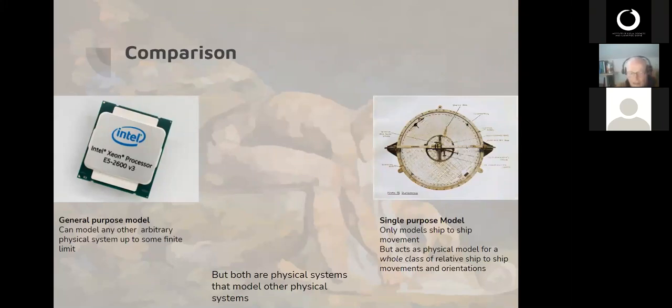The difference is that that's a general purpose device, whereas the optical instrument was a single purpose device. Now, it's single purpose in the sense it only models ship-to-ship movements, but it acts as a physical model for a whole class of relative ship-to-ship movements and orientations. But both of them are physical systems that can be used to model other physical systems. So that is in common to them. But this is a much more general purpose model because it can model any other arbitrary physical system up to some finite limit of accuracy.